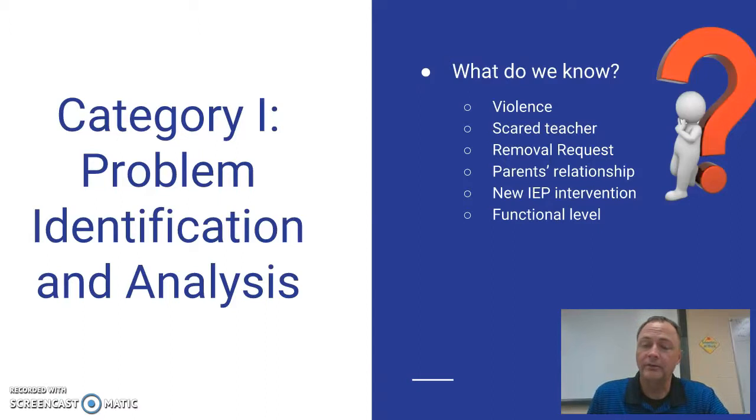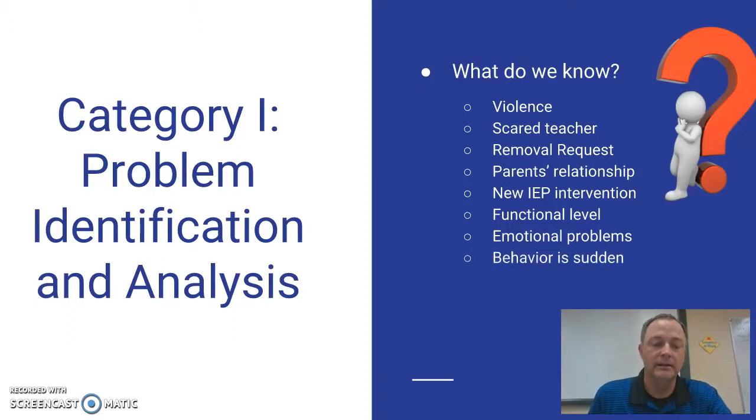We also know that Carl functions at a high level. From an academic standpoint, he is fully capable of succeeding at his grade level, so that is not an issue. But we do know that he has emotional problems, and now his behavior issues seem to become sudden. Just out of the blue, he seems to blow up, and if you ask him about it, he doesn't seem to have a reason why.